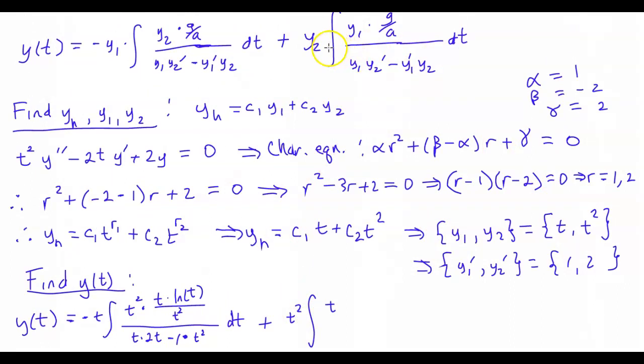So we got t squared for y2, integral y1 is t times the g divided by a, which is t times natural log of t, all over t squared. And then, of course, all that over what the denominator here will be. And I'll just go ahead and work it out. This will be 2t squared minus t squared here.